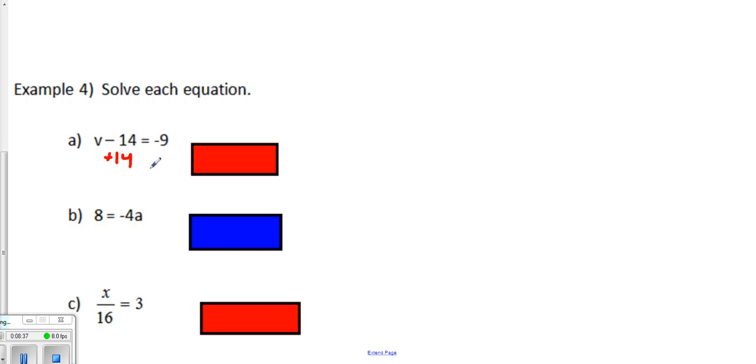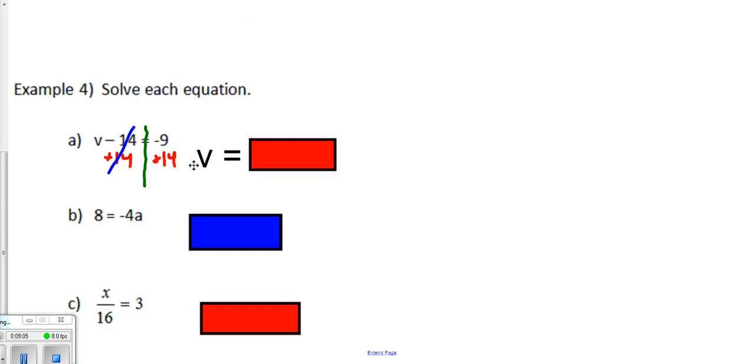If you add 14 on this side of the equal sign, I draw a line through my equal sign, I need to add 14 on the other side. Anything you do to one side of the equal sign, you have to do the other side as well. Now, this minus 14 will cancel out with this plus 14, and all we're left with is v on this side. So now it just says v equals. Now negative 9 plus 14 will come out to a positive 5. So our full equation now says v equals 5.